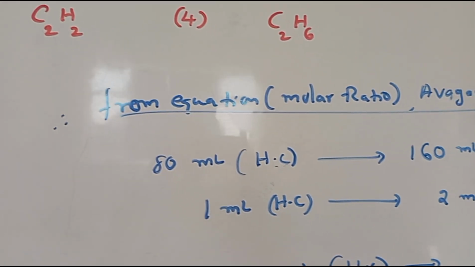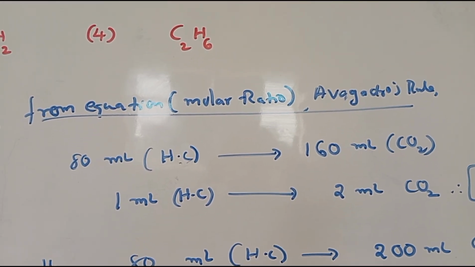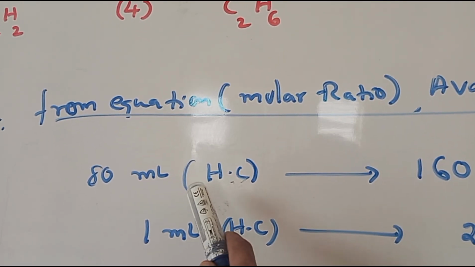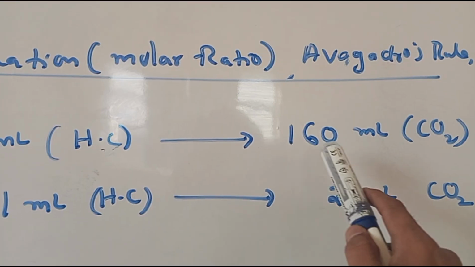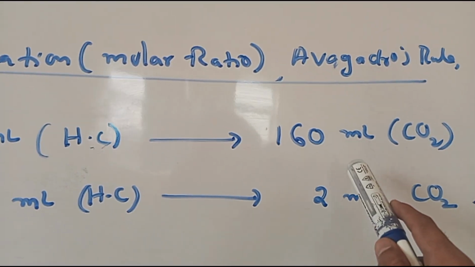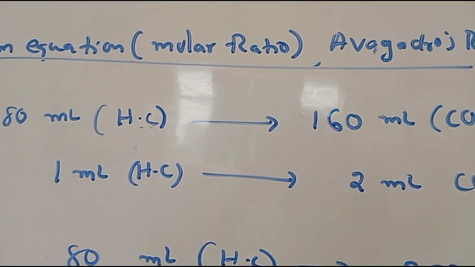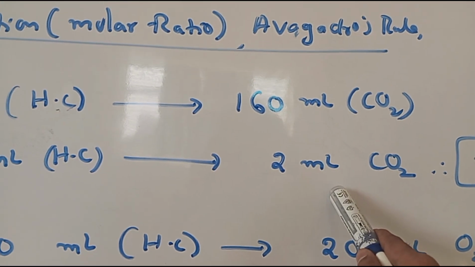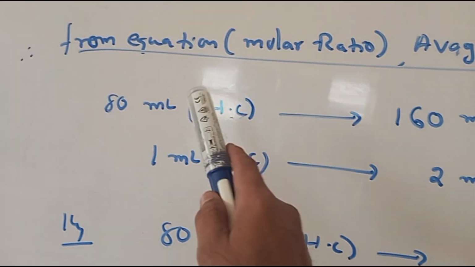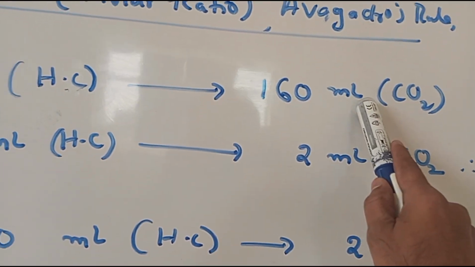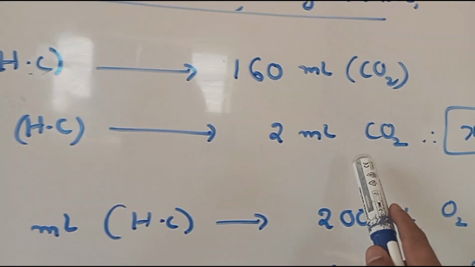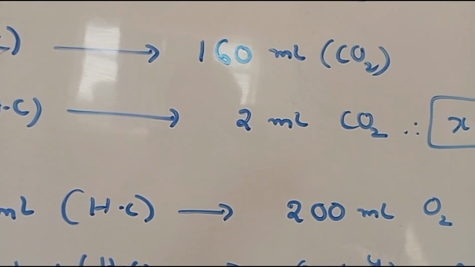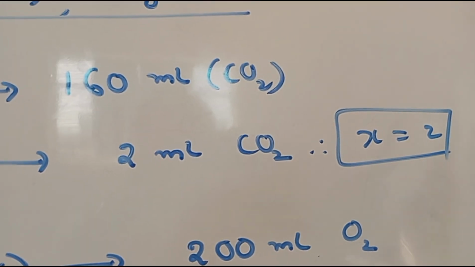Now, actually this question we can solve using Avogadro's principle, volume directly proportional to number of moles, the molar ratio. In this, 80 ml of hydrocarbon is giving 160 ml of CO2. If you take 1 ml, then how many ml of CO2 is it giving? Yes, 2 ml of CO2. So 80 ml of hydrocarbon gives 160 ml, meaning 1 mole of hydrocarbon gives 2 moles of CO2. Moles and volume are related by Avogadro's idea. So we got x is 2.